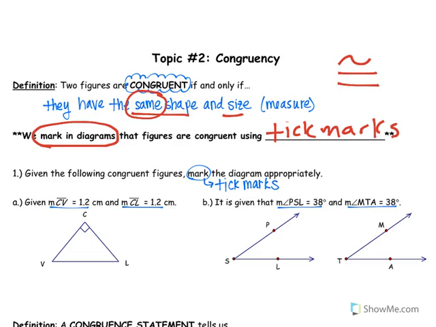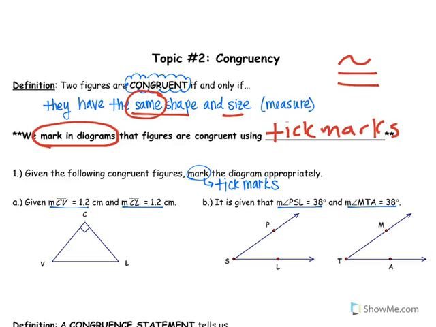In example number 1, I've said, given the following congruent figures, so that we know that there's something congruent about these figures, mark the diagram appropriately. And in this case, appropriately, if we're talking about congruency, means tick marks.